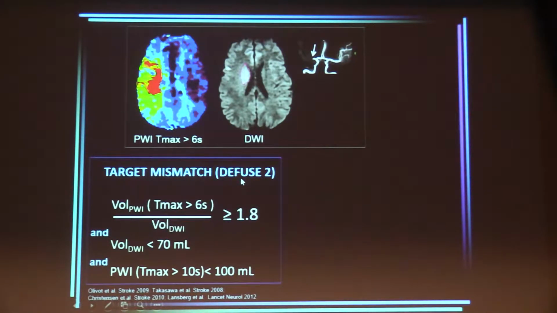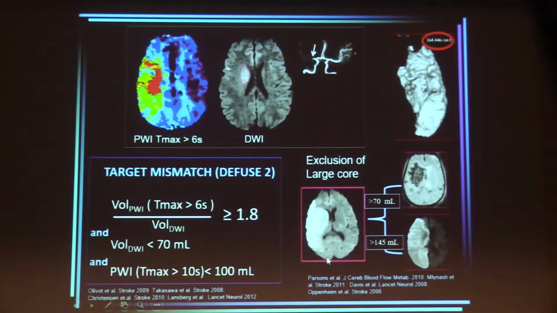There are many criteria, but this is probably the most commonly accepted one currently. There is also an idea that we should not treat large volumes of ischemia, so we should only treat patients with a small core. They have to have a mismatch and also a small core. And I forget the last criterion, which is a bit complicated.